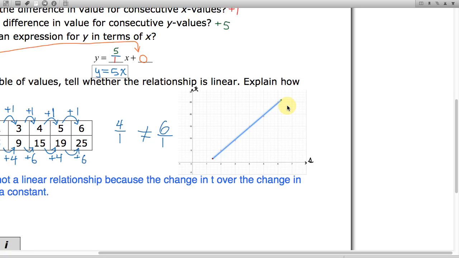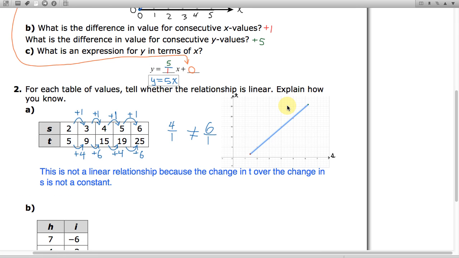Again, you don't need to graph it. You can actually tell from the table of values, because you can see here that the change in T over the change in S is not the same.